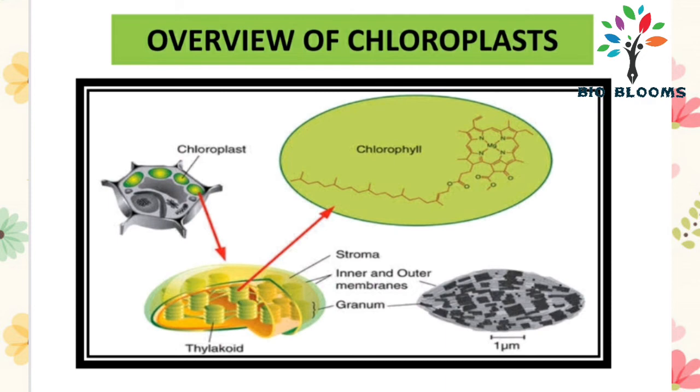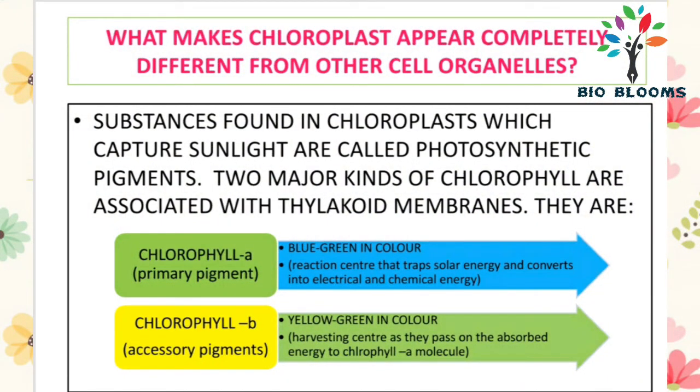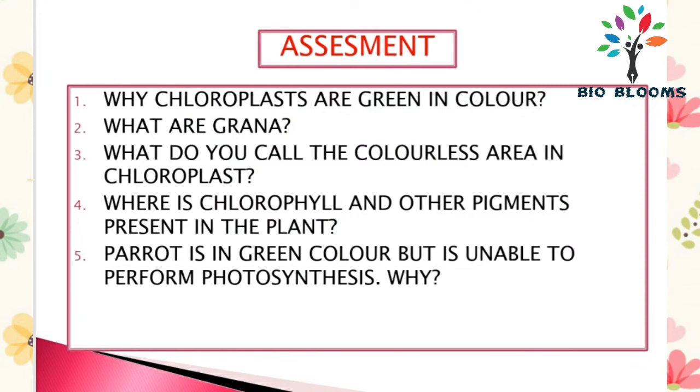See the overview of chloroplast. The plant cell consists of chloroplast, and that chloroplast contains thylakoids which are piled up, called grana, and inside that you can see pigments like chlorophyll pigment, chromoplast or leucoplast, whatever it is. And the next one is, what makes chloroplast appear completely different from other cell organelles? It consists of chlorophyll A pigment, called the primary pigment, and chlorophyll B pigment is called the accessory pigment. The primary pigment is a reaction center, whereas the accessory pigment is a harvesting center.